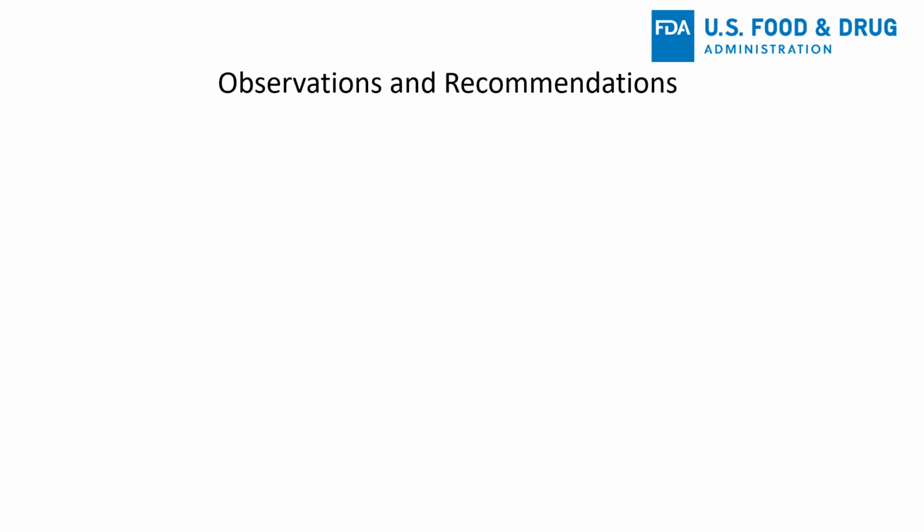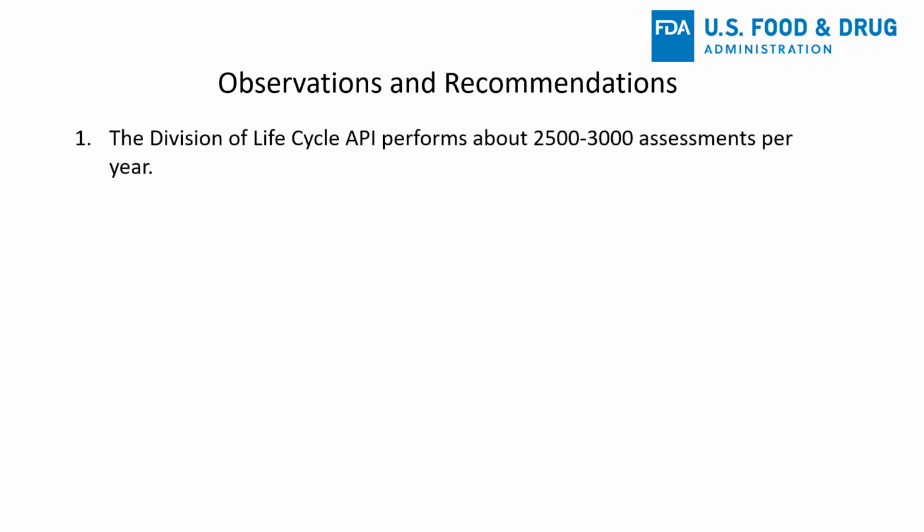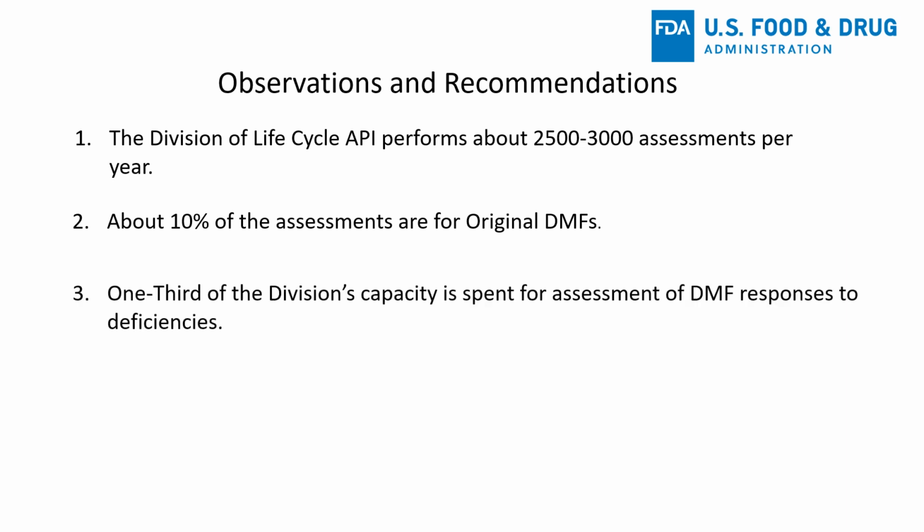So here are some observations and recommendations. First of all, the division reviews about 2,500 to 3,000 assessments per year. Out of this, only about 10% are assessments for originals. However, based on the observation that most of the originals are not adequate in the first cycle, what we find is that 1/3 of our capacity is actually spent on the assessment of responses to our deficiencies. Now, this also includes our assessment of responses when we send deficiency letters.